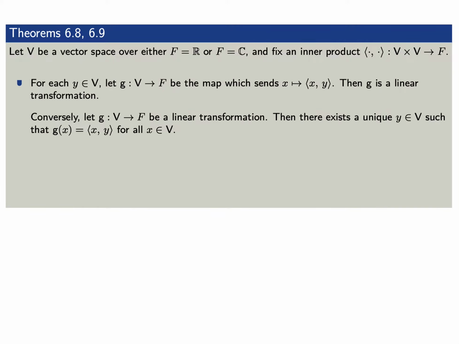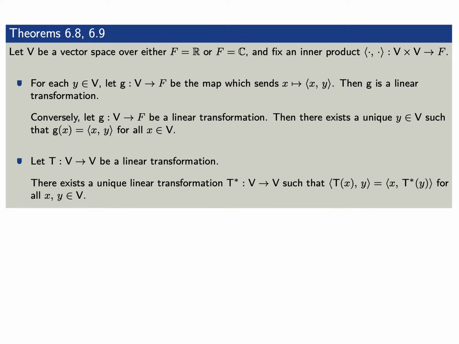For any vector y in our vector space V, let G be that map from V to the scalars F that sends a vector x to the inner product of x with y. Then G is a linear transformation. Conversely, let G be a linear transformation from our vector space V to the scalars F. Then there exists a unique y in V such that G of x is the inner product of x and y for all x in V.